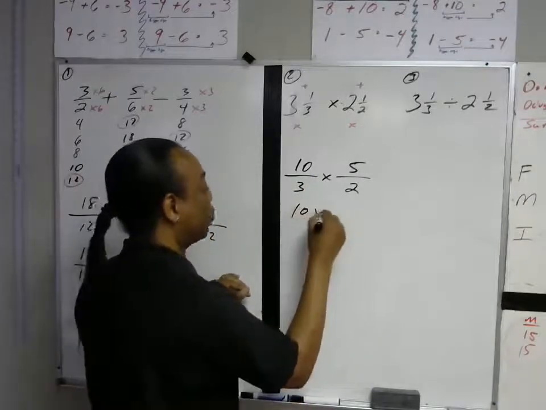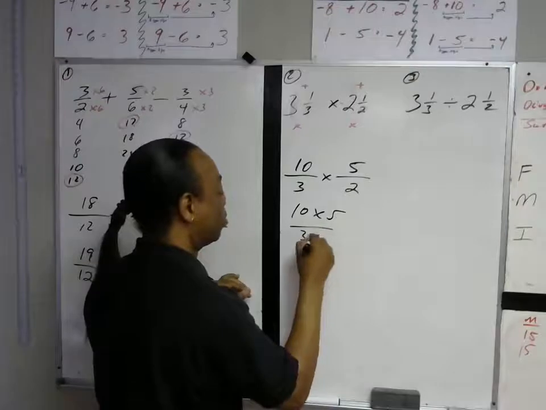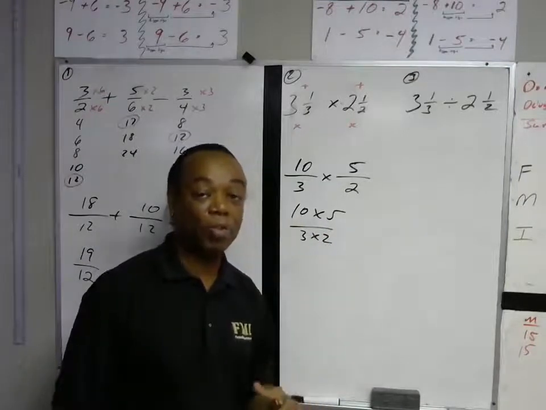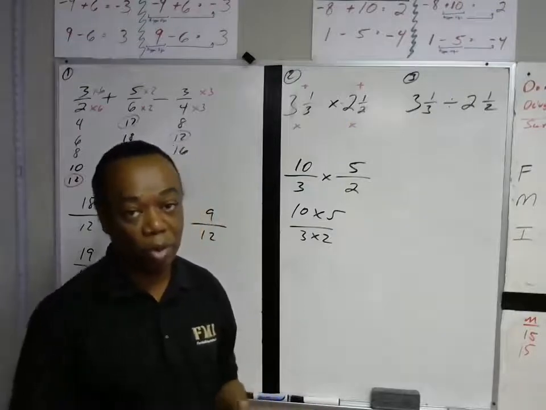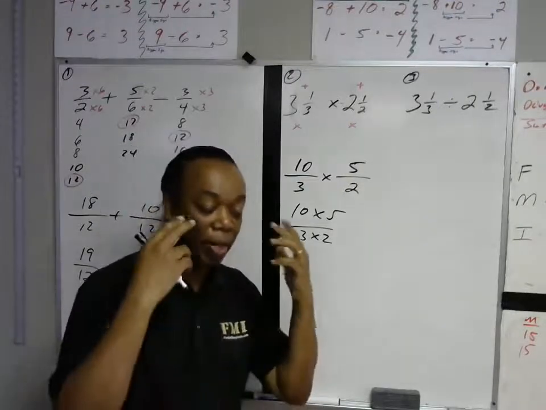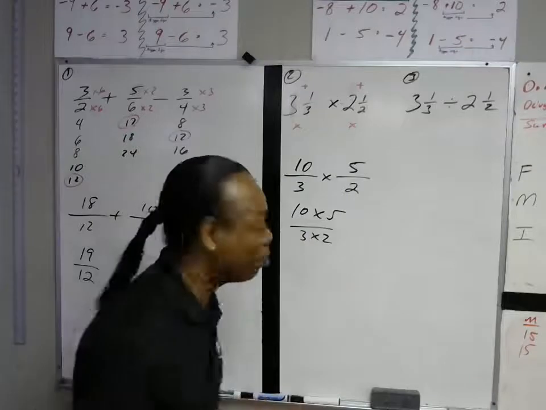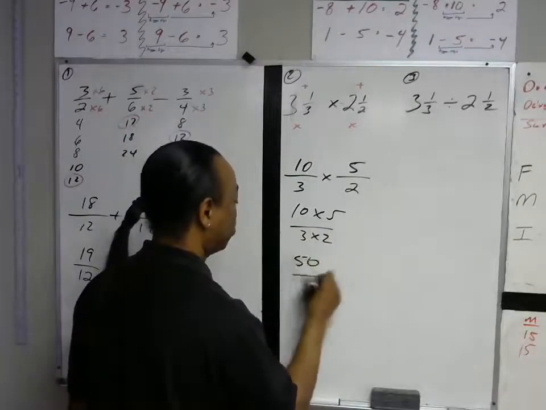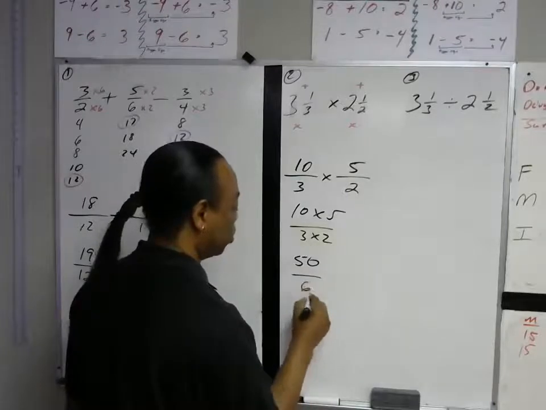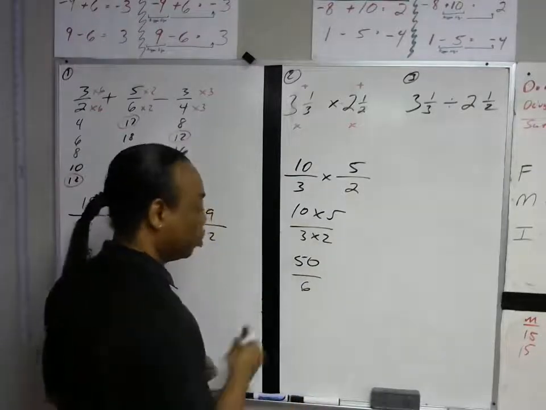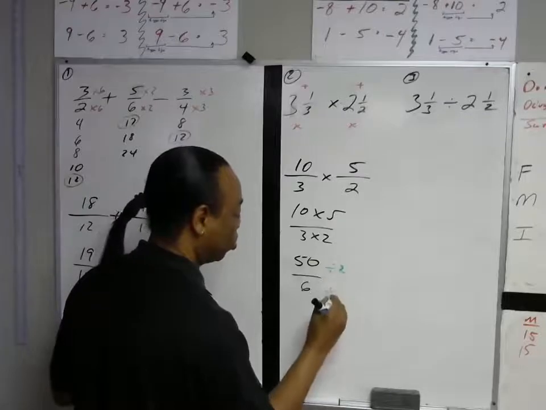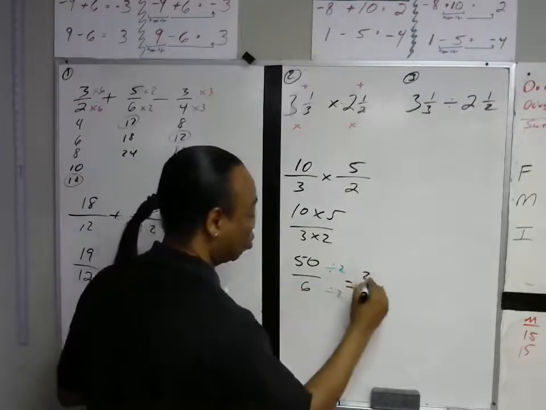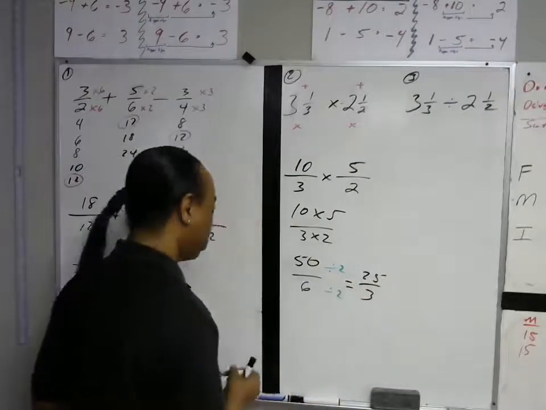Now I notice from here, okay, let's put this together. Let's do 10 times 5 and 3 times 2. And I can see already that the 10 and the 2 can be divided by 2, but I'm not going to bother with it yet. Just going to go ahead and multiply. But we'll keep in mind, division by 2 can happen. So 10 times 5, that's 50. 3 times 2, that's 6. And now that I know that I can divide everything by 2, I do it. And 50 over 6 becomes 25 over 3.